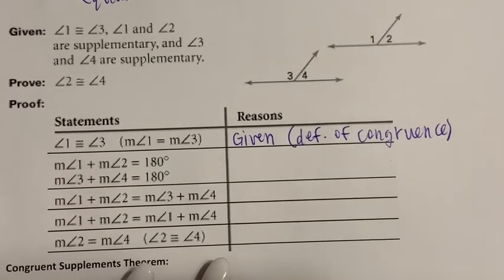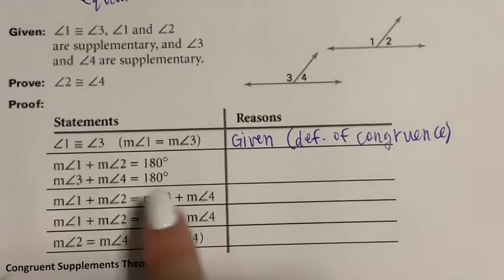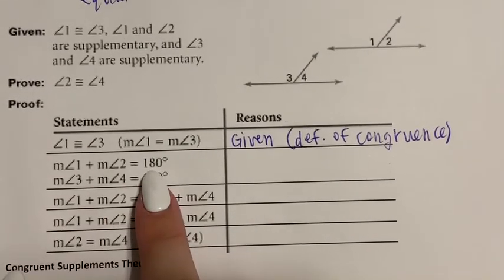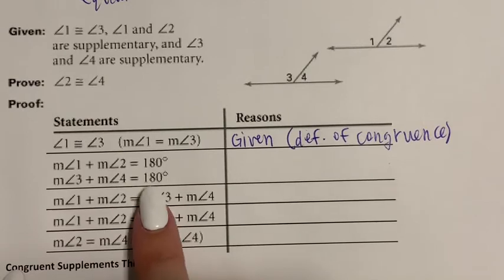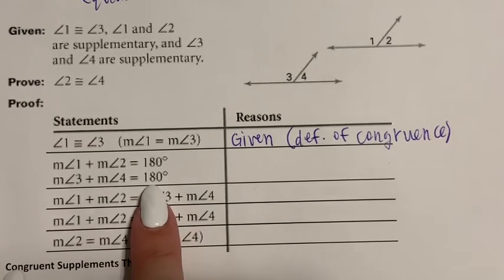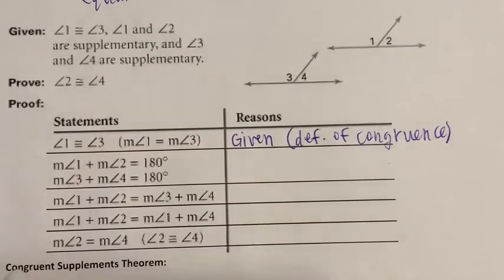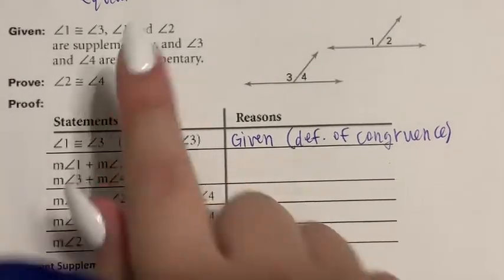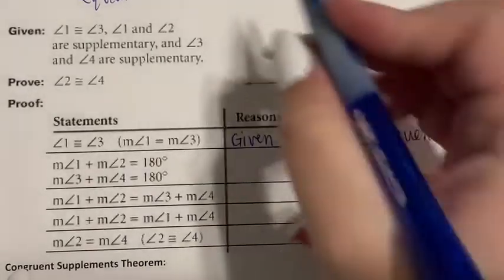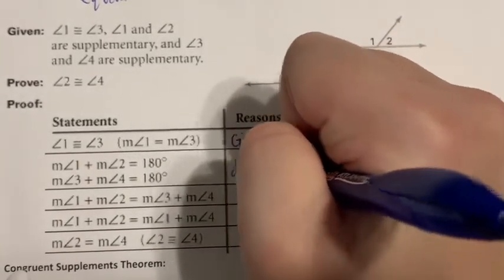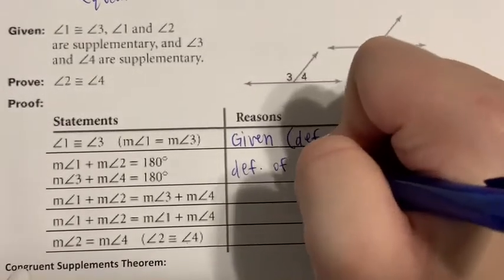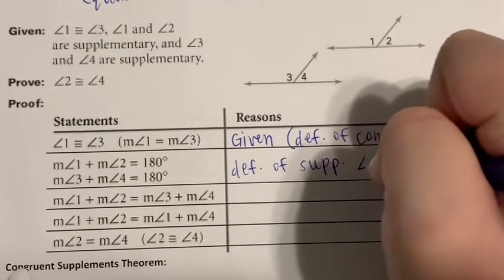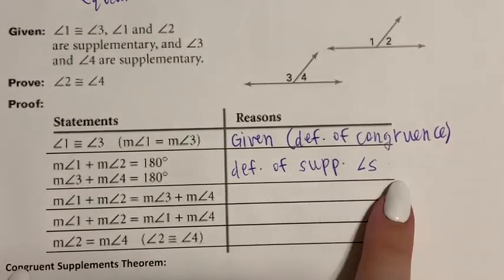Next up, I see that the measure of angle 1 and the measure of angle 2 adds to 180, and the measure of angle 3 and the measure of angle 4 also adds to 180. And the givens told us that they were supplementary. So because we know that the definition of supplementary means that they add to 180, we can say that this was the definition of supplementary angles, and I'm going to abbreviate here, definition of supplementary angles.